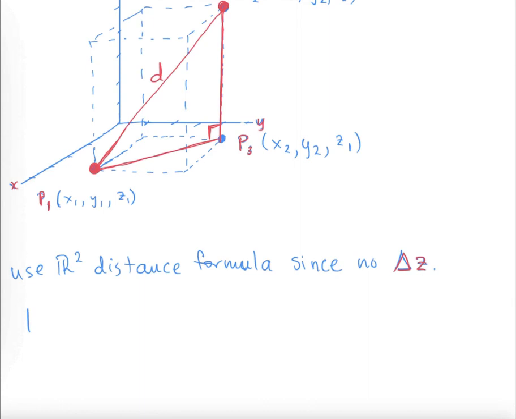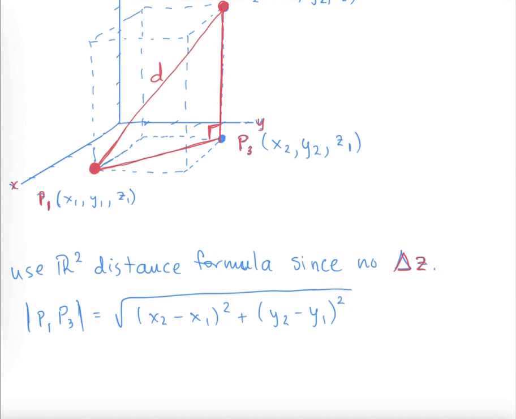So let's look at the distance between point 1 and point 3, and we'll say that's going to be equal to the square root of the P3 x coordinate, x2, minus the P1 x coordinate, x1, and then we're going to square that, plus the P3 y coordinate, y2, minus the P1 y coordinate, y1, squared, and there is no change in the z value. Even if we did think about that as z1 minus z1, that would zero out. But like we said, we're just using that two-dimensional distance formula.